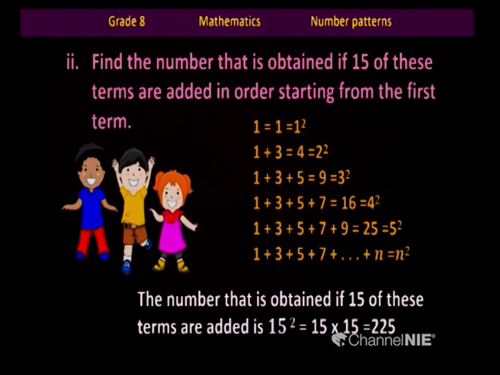We know that the general term of the square number pattern is n squared. So, we will substitute the value of n. Here n equals 15. So, we can get the value by multiplying 15 by 15, that is 225. Right. Now, that is the final question that I have to discuss today.